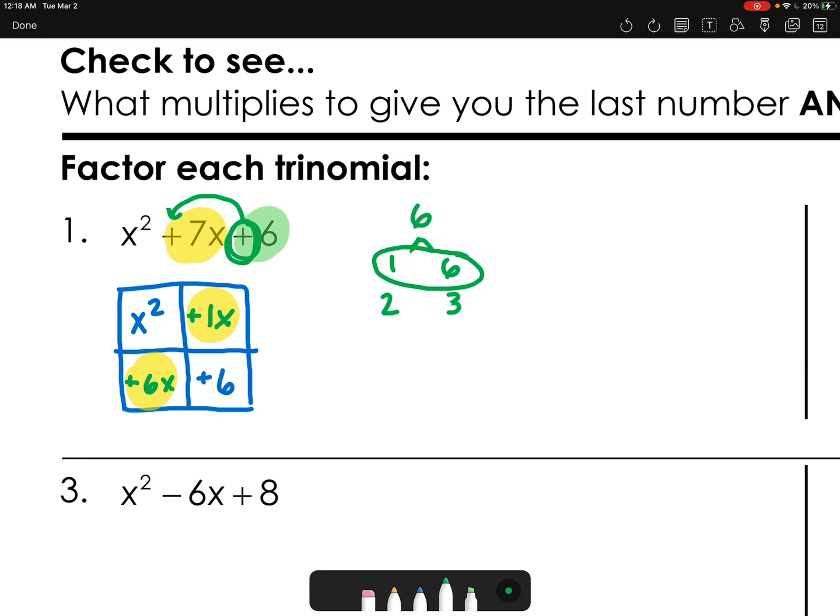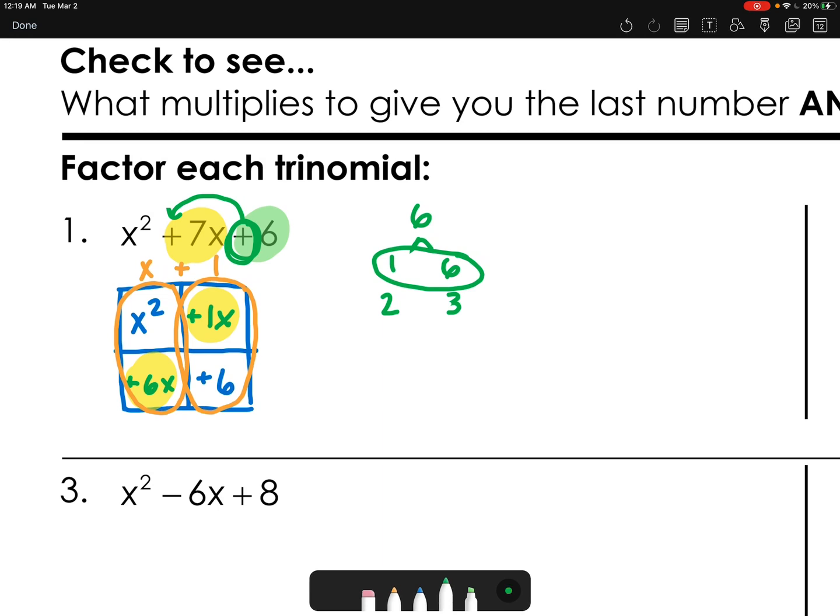Okay, so now that I've found my area model, I want to figure out what are my dimensions, what goes on the outside here. If I look at this column right here, what do x squared and 6x have in common? What's their GCF? They have an x in common. What do 1x and 6 have in common? Well, those actually don't have anything in common, so they just have a 1 in common.